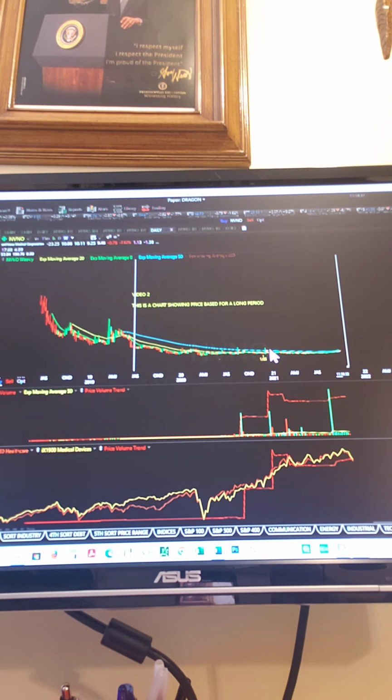Now, let me say this again. If there are any words that I'm using that you don't understand, please go to investopedia.com or Google it and understand the meaning of the word, okay?